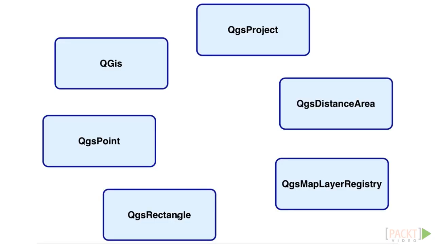Finally, let's take a look at some of the other QGIS.core classes which you might find useful. First, we have QGIS project, which represents the current QGIS project. Next, we have the QGIS class. This is kind of a utility class defining various constants, data types, and functions which you might find useful. We next have QGIS point and QGIS rectangle, which are objects representing points and rectangles. The QGIS distance area class is a very useful class for calculating real-world distances and areas. Finally, the QGIS map layer registry class lets you access all of the map layers within the current project.